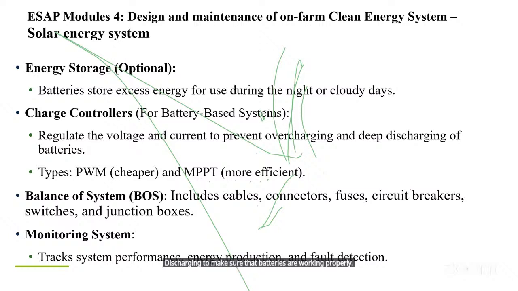So the type of charge controllers which are used today, we have the PWM, which are cheaper but not very efficient, and which are mostly used, they are MPPT system. These ones, they are more efficient and they are usually used in the system.